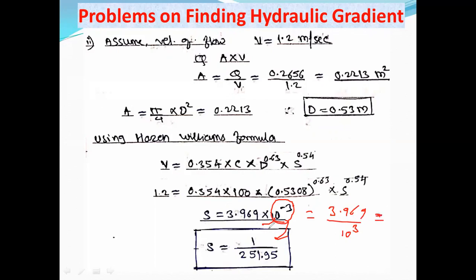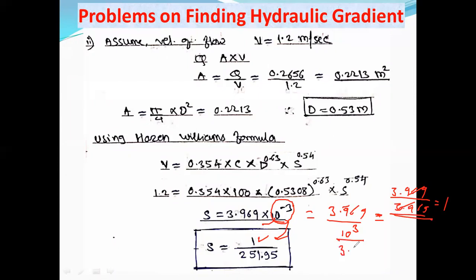Now here in the numerator we want 1. So what we will do? We will divide this whole value by the same value. You will get 1 in the numerator when you divide the same value by the same value, means 3.969 divided by 3.969. When we divide this, we will get here 1. But only dividing the numerator by this value, it will change the answer. Answer will be wrong. So we have to divide this denominator value also by the same value.